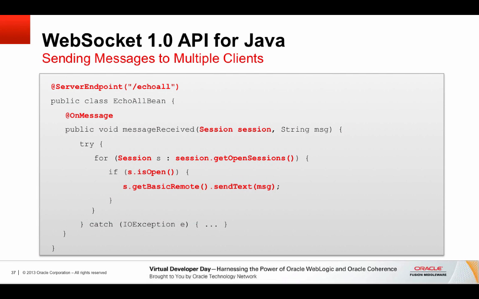As you would expect, I can send messages to multiple clients. So in this case, from my session object, I could get a list of all the currently open sessions for this specific WebSocket endpoint. I can check to see if that session is open, and if it is, then I can go ahead and issue a message by calling sendText on it. So that way I just iterate over the set of open connections and send them the same message. So effectively issuing a broadcast.